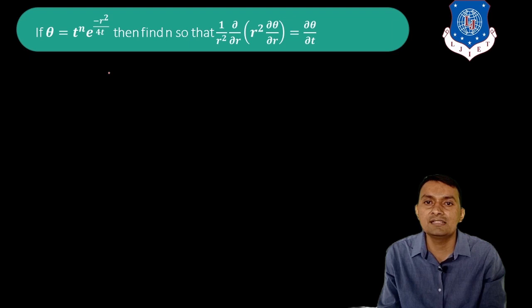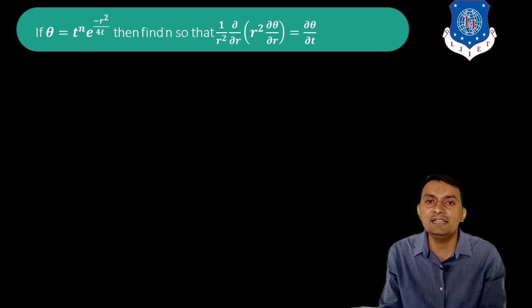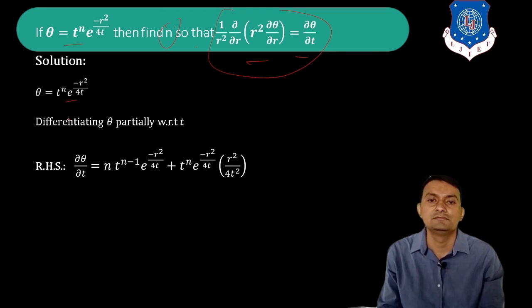Let us see another question. If theta is equal to t raised to n into e raised to minus r square divided by 4t, then find the n so that this is going to happen. That means we are given this function, and we are also given this one, but whenever both are the same, what will be the value of n? That is what we want to determine.